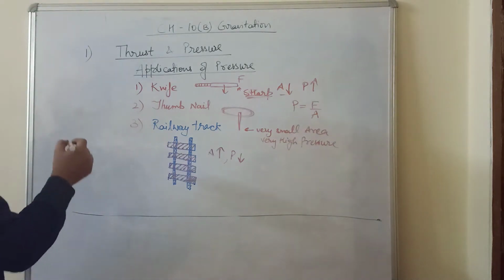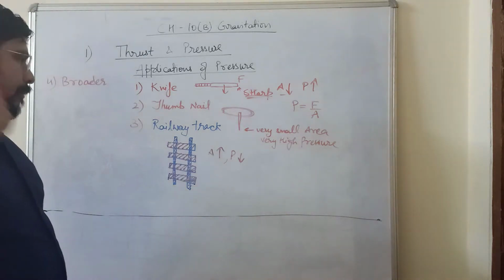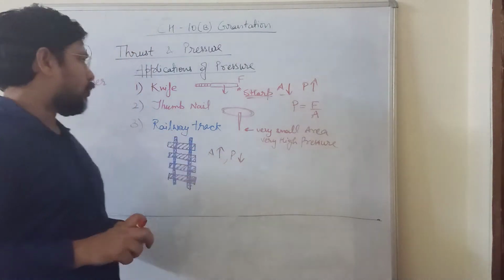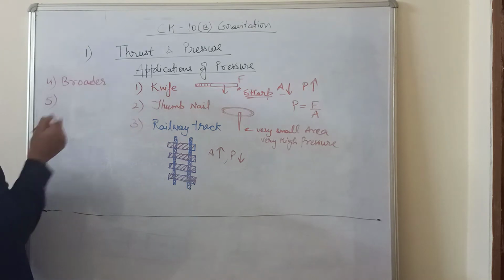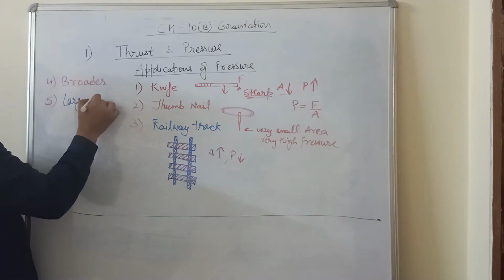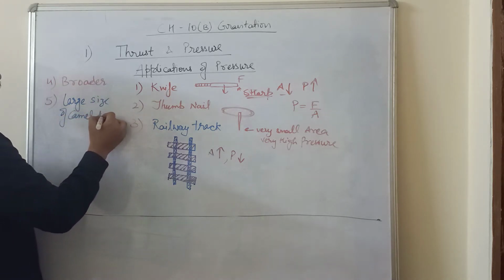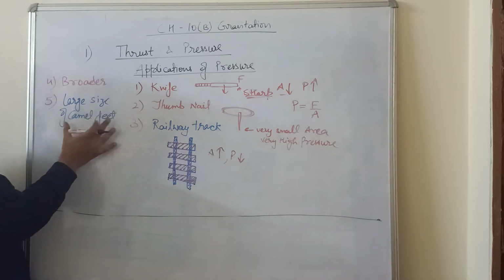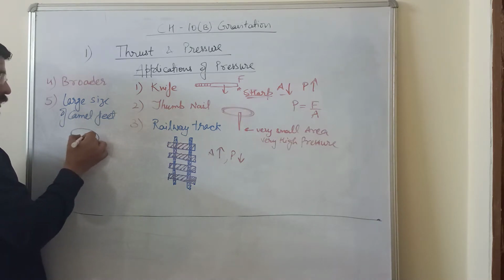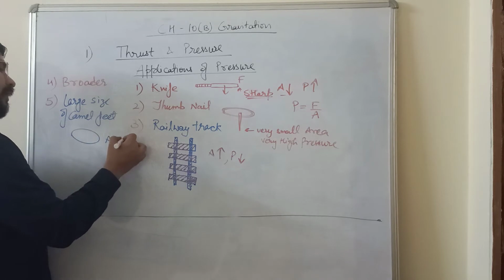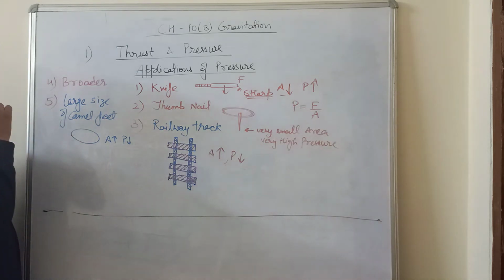There are other applications also. Yesterday I discussed with you that the broader straps of your bag help in reducing the pressure on your shoulders. Similarly, the large size of a camel's feet helps it walk on sand, because on sand if the area is large, the pressure will get reduced. If the area is increased, the pressure will reduce and the feet of the camel will not go deep into the sand.